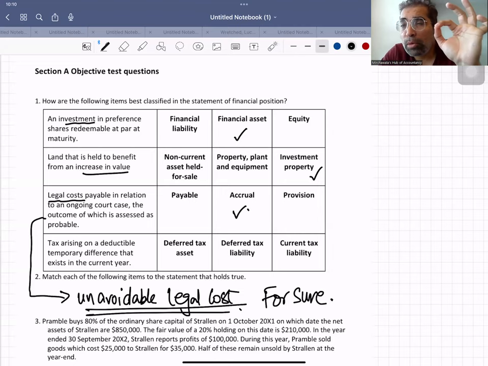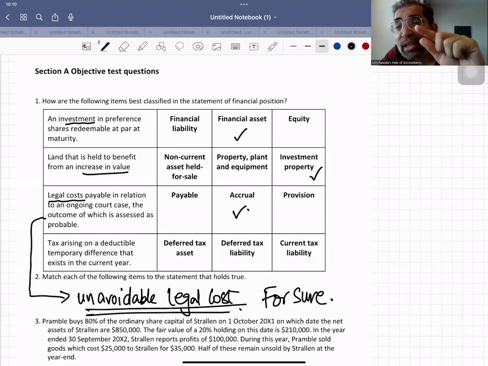The definition of provision, listen to me very carefully. Provision is a liability of uncertain timing or amount. So this is pure certain. This legal cost is pure certain, that you have to pay at any cost at an exact period of time. So there is no uncertainty. So that's why calling this liability a provision is inappropriate. Right? Then, tax arising on deductible temporary difference.